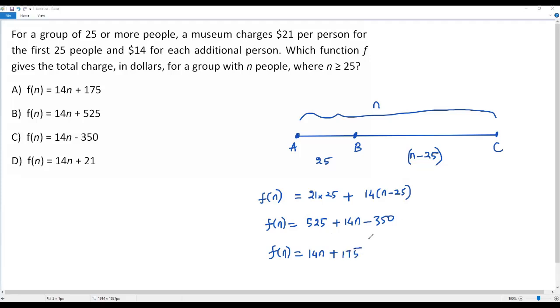Okay, here I got the function which represents the total charge for n people where n is greater than or equal to 25, and we find this exactly in answer choice A. The correct answer choice for this question is A.